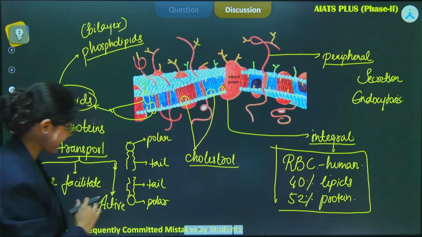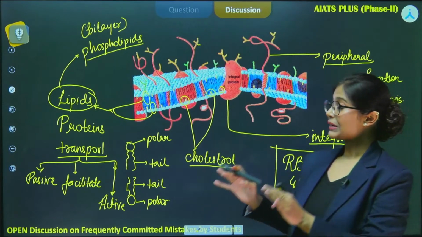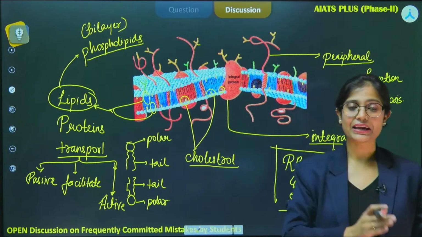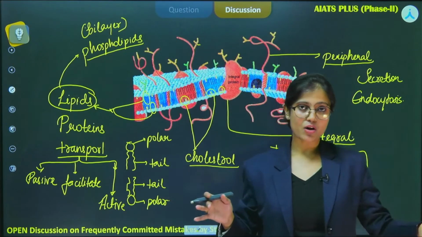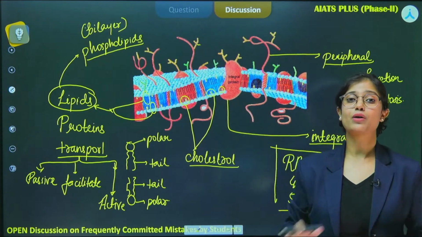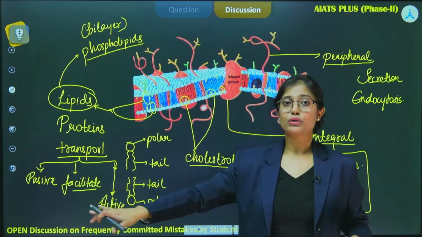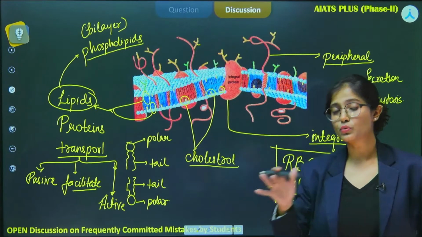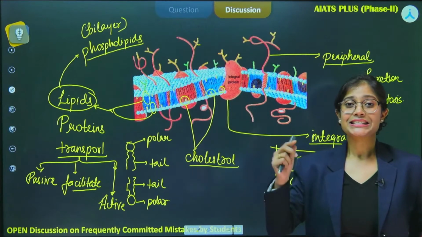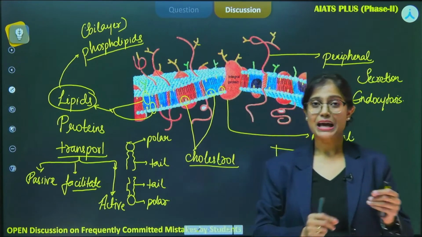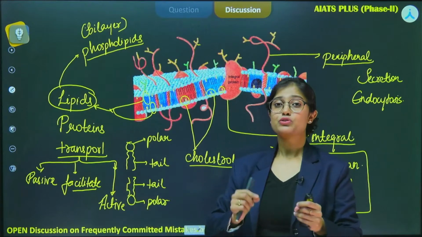Passive, facilitated and active. What do you understand by passive? In which we do not require any energy. That means the substance can pass from one area to another area via the membrane along its concentration gradient, that means from higher concentration to lower concentration without the use of energy. If we talk about facilitated transport, the substance will pass through the plasma membrane by the use of certain substances, or it gets facilitated by certain substances. For example, water will pass through the membrane via facilitated transport, which requires porins.